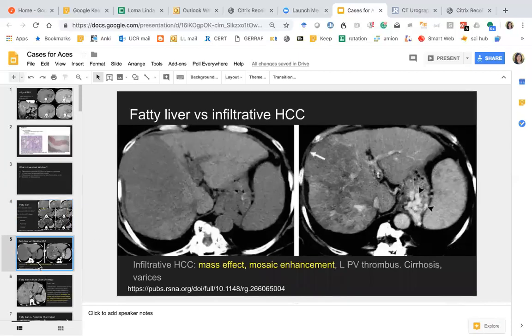To differentiate that from infiltrative HCC, which was in the differential diagnosis, and it's reasonable, the difference is that with HCC, you have mass effect and there's mosaic enhancement. Because steatosis is fat, you should not see enhancement on arterial phase. And of course, if the HCC is large enough, you can get portal vein invasion, and there's background cirrhosis and varices.